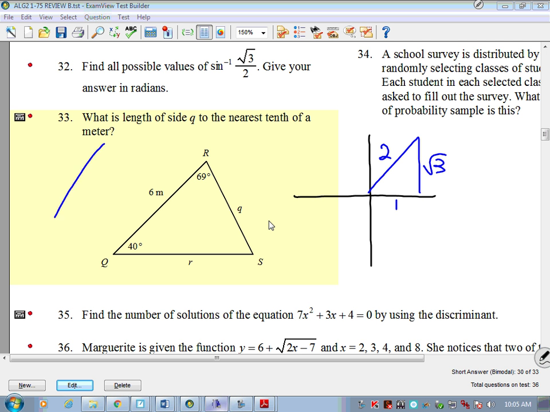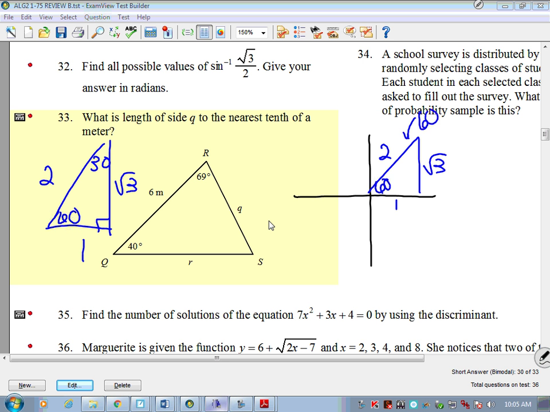Okay, so it is radical 3, 1, and 2. Those are your unit circle special right triangles. So this would be 60. So this is 60 degrees.